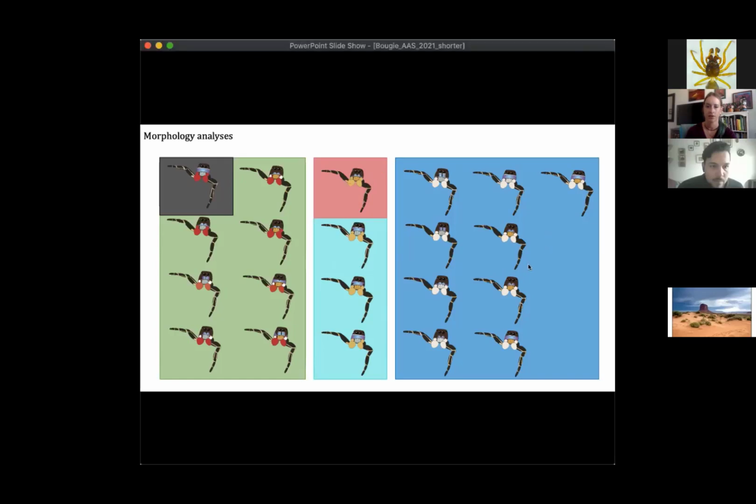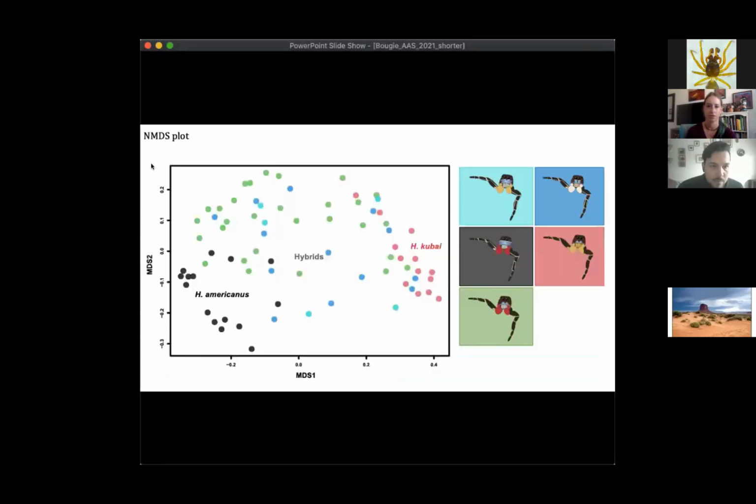So we wanted to see what the morphological diversity looks like. Just to visualize that, we ran an NMDS plot. If we look at this, it kind of makes sense. We have a separation with our parental forms, our standard types, the americanus down here in black and cubae over here in red. And then in between are all of the different hybrid types. That makes intuitive sense since our hybrids are sort of a combination of both of these parental types, so they're sharing traits from both parents.